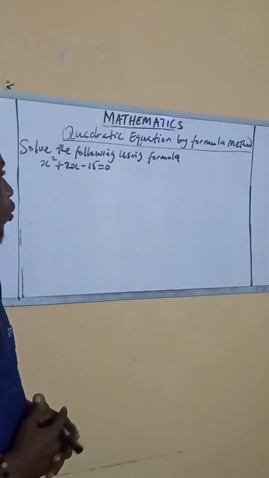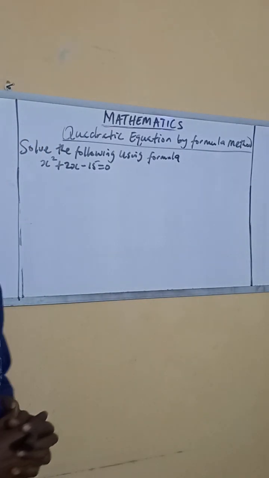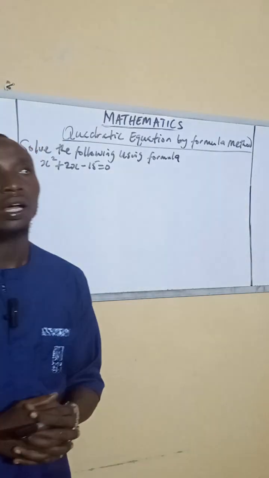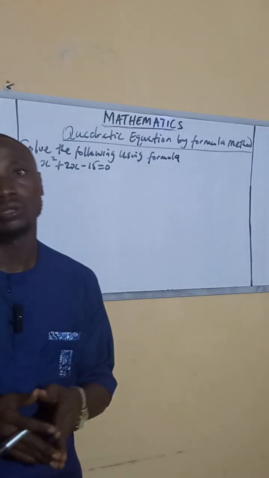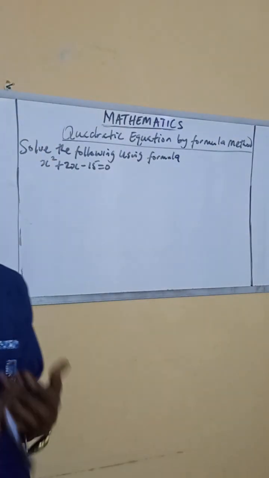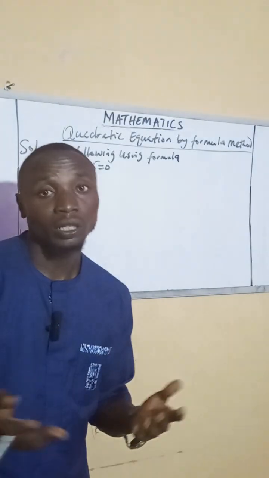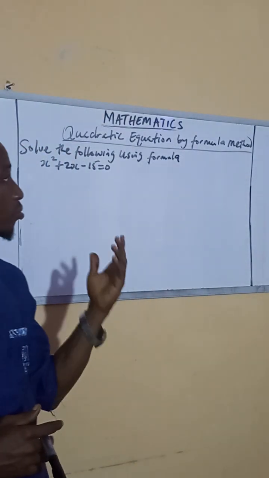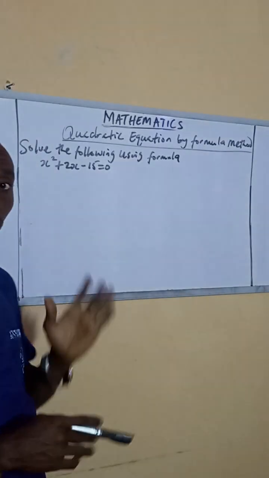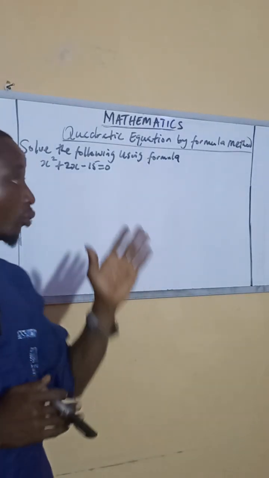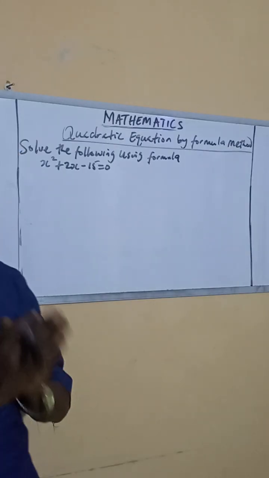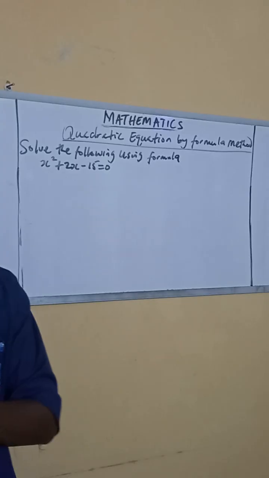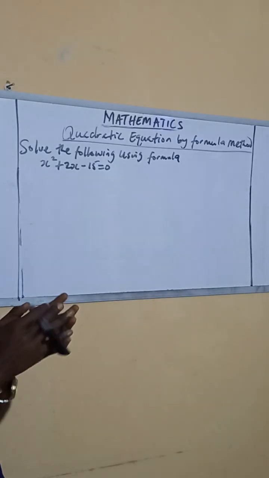The topic before us is quadratic equation by formula method. Quadratic equation has so many methods which we can use to solve questions. You can use completing the square, you can use factorization, you can use formula, depending. But what we are told to solve with this particular question is we should use formula method. Now, let's go straight to the board to see how we can use formula method in solving this particular problem.